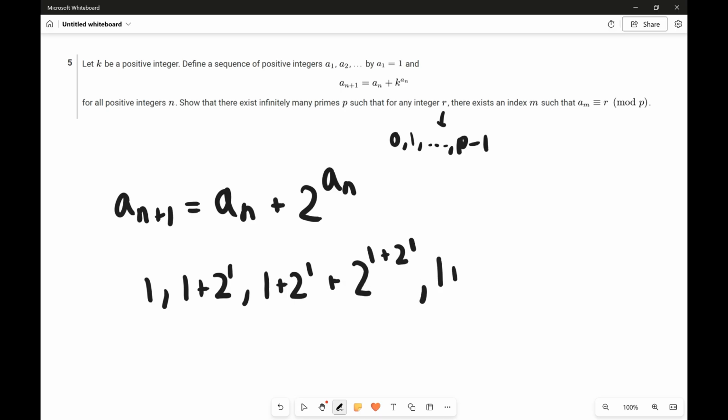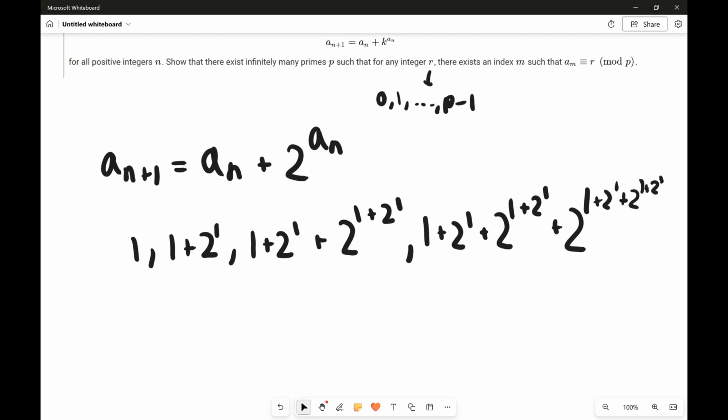And then we have this next term, and then 2 to the power of... So this is the fourth term in our sequence. As we see, it gets messy real quick, and we want to figure out some way to deal with this mess.